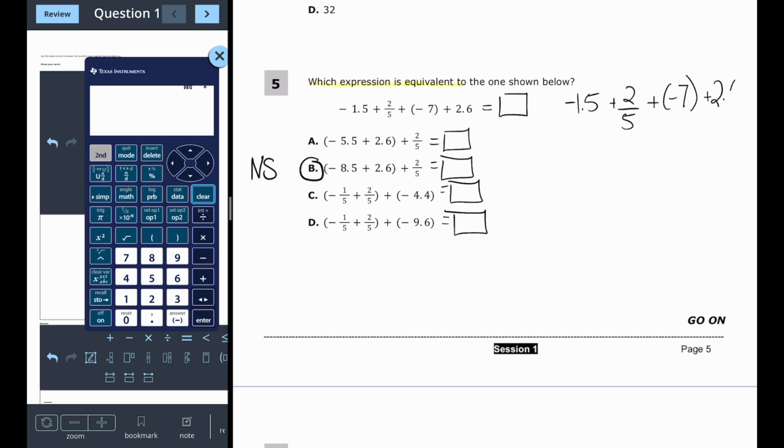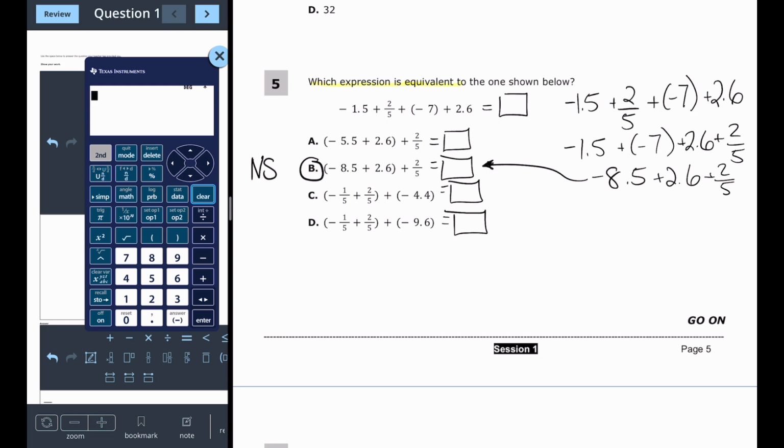I started rewriting it so that I was like, let me just deal with the whole numbers first, and I'll deal with the fraction at the end. And when I started doing that and solving it from left to right, literally this happened. I did negative 8.5 plus 2.6 plus 2/5, and I stopped and went, wait.